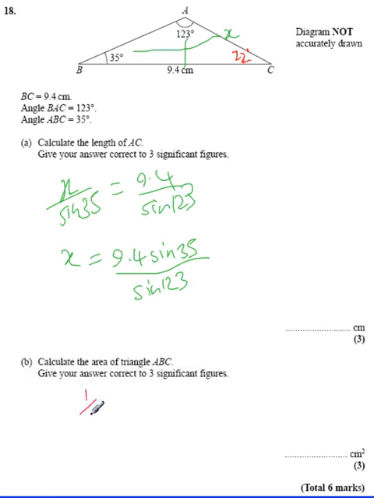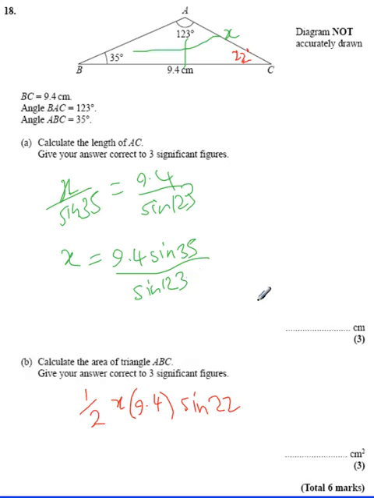Now don't round x for this, because if you do round, you're going to end up with problems. Half of x times 9.4 times sine 22. You could just use the whole expression for x here, although it might get a bit complicated. But please don't round midway through.